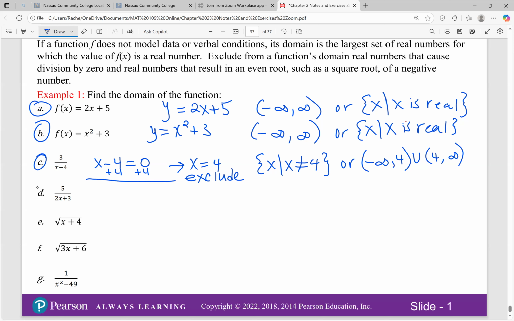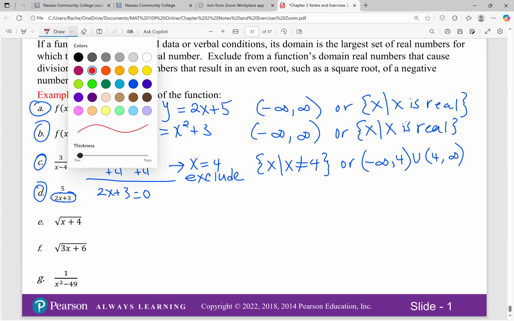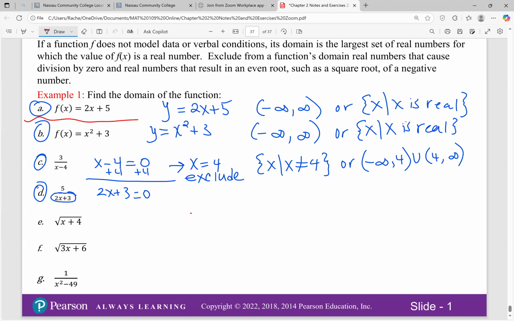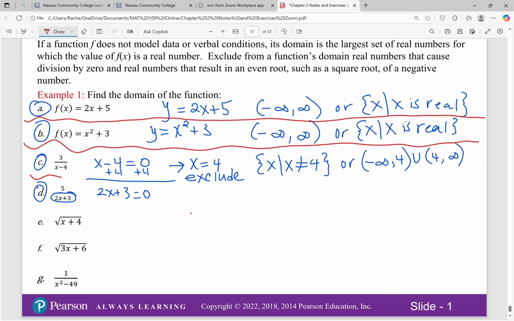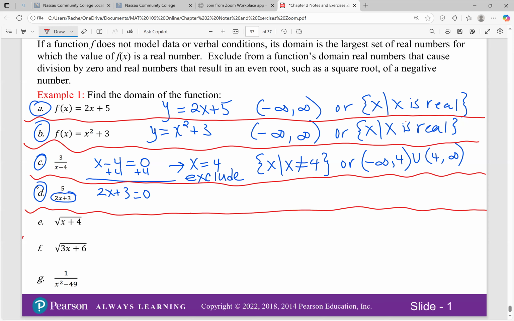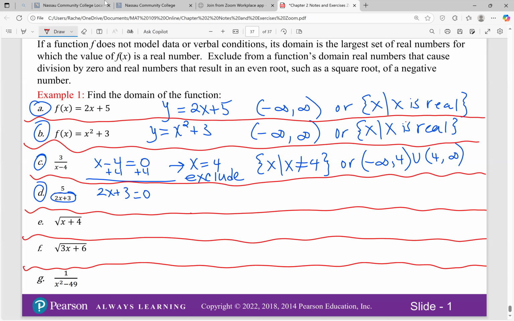So D is very similar. We have 5 divided by 2x plus 3. We have another fraction. So the denominator can't equal 0. Whatever 2x plus 3 is, we need to figure out when it would be equal to 0. And let me just kind of separate these questions so we could see them better.